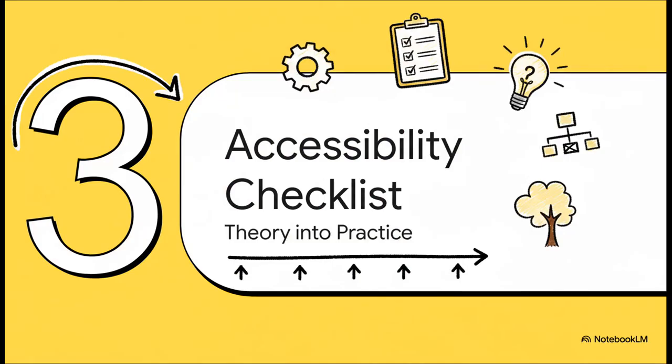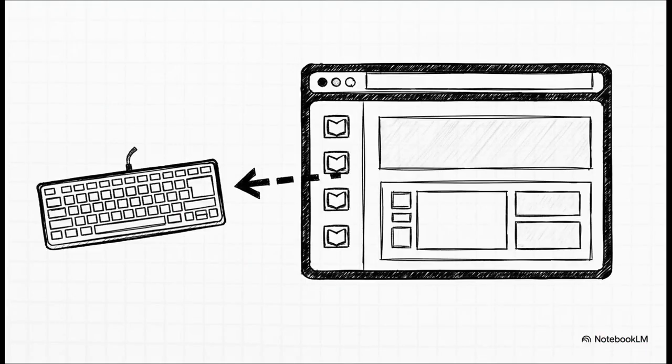Okay, so UDL gives us the big picture philosophy, which is great, but now let's get down to brass tacks. How do we translate that theory into a practical checklist of things you can do in your course, like right now? It all starts right inside your course shell in Blackboard. A clean, logical, and predictable layout is your first line of defense against student confusion. And here's a really crucial test. Can a student get to everything and do everything using only their keyboard? If the answer is no, then some of your students are already hitting a roadblock.